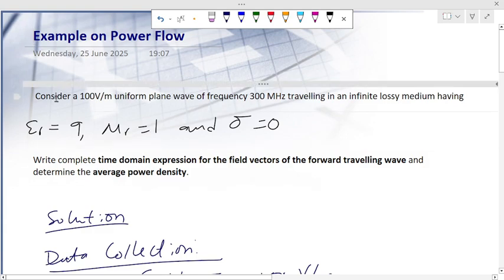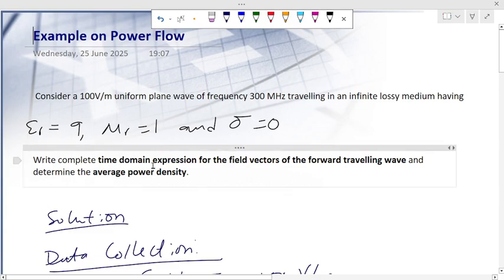So this is the question: consider a 100 volts per meter uniform plane wave of frequency 300 megahertz traveling in an infinite lossy medium, having these values. Now conductivity is 0. Take note, conductivity is 0, so it will affect the formulas we make use of. Write the complete time domain expression for the field vectors of the forward traveling wave and determine the average power density.